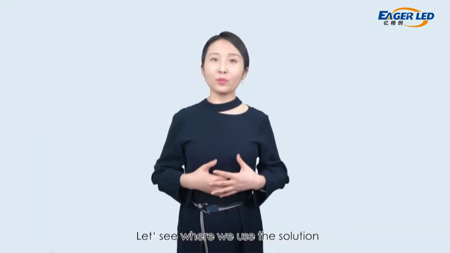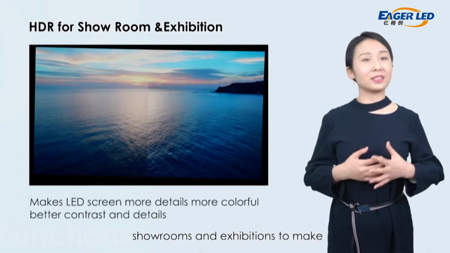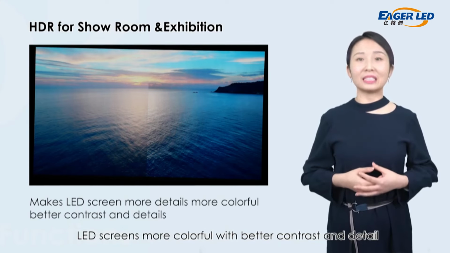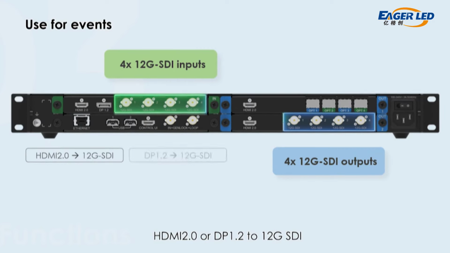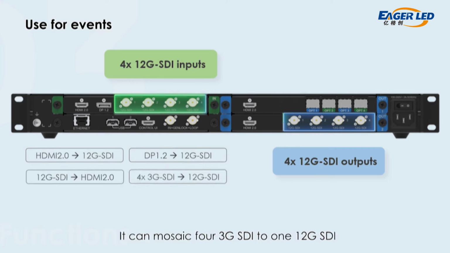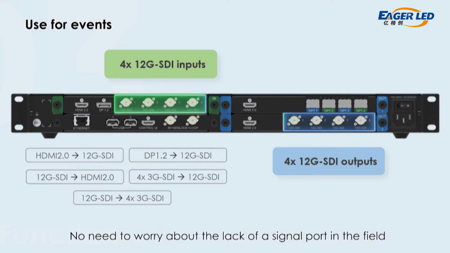Let's see where we use the solution. HDR Master 4K is used in showrooms and exhibitions to make LED screen more colorful with better contrast and detail. HDR Master 4K can convert HDMI 2.0 or DP 1.2 to 12G SDI and convert 12G SDI to HDMI 2.0. It can mosaic 4 3G SDI to 1 12G SDI and also can slice 1 12G SDI to 4 3G SDI. No need to worry about the lack of a signal port in the field.